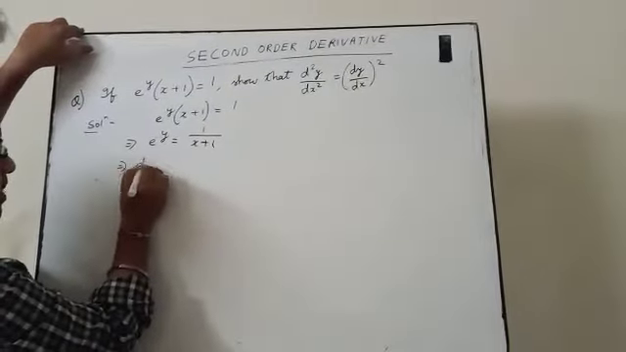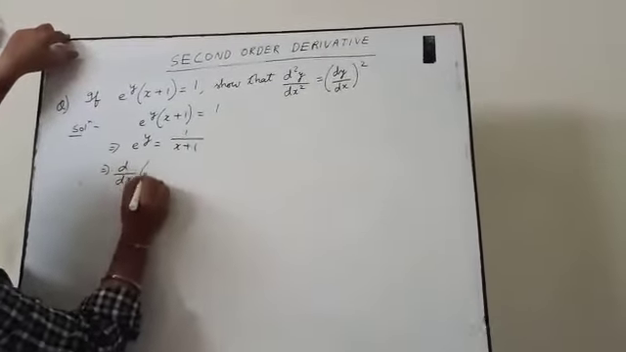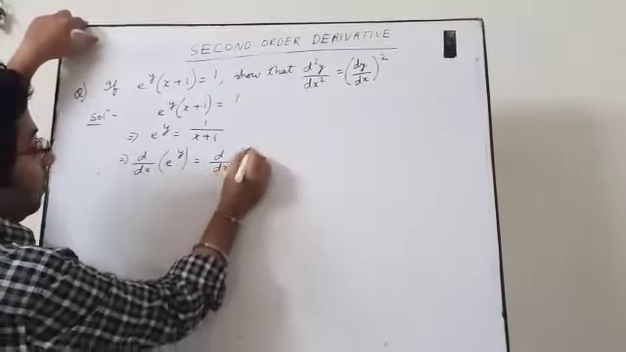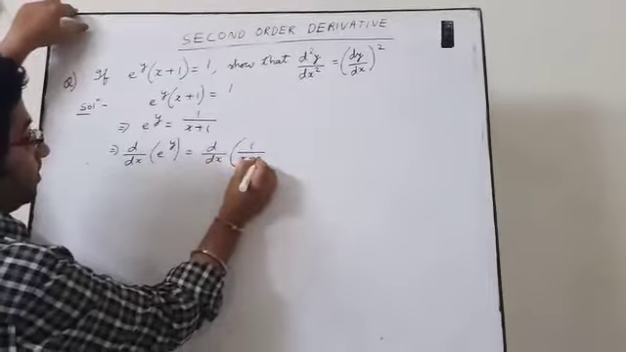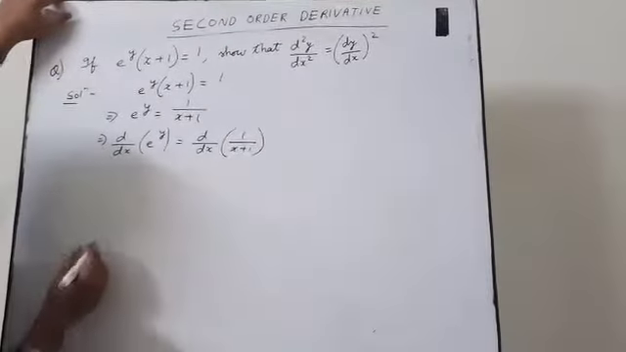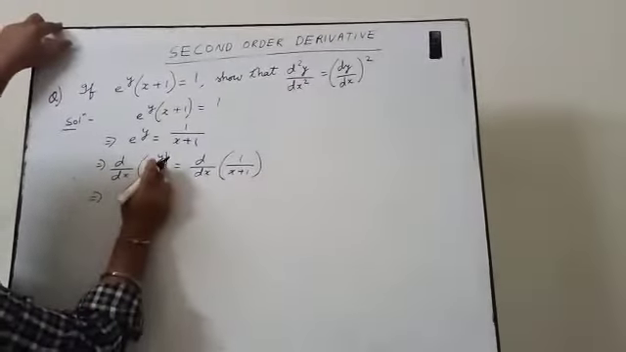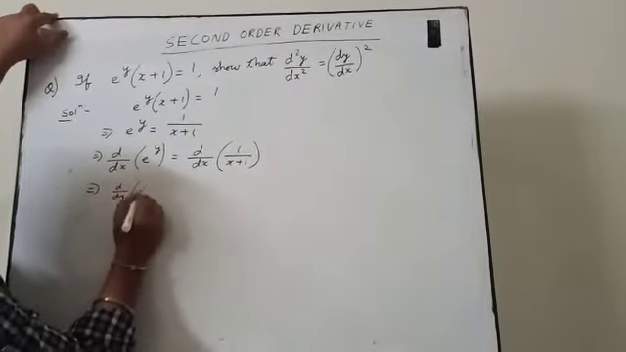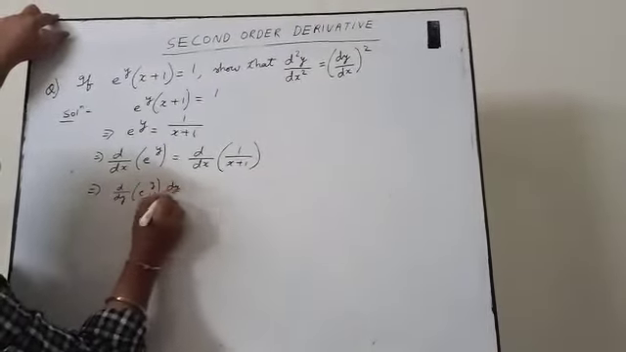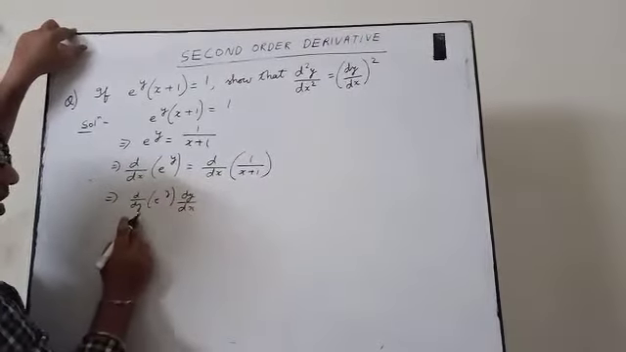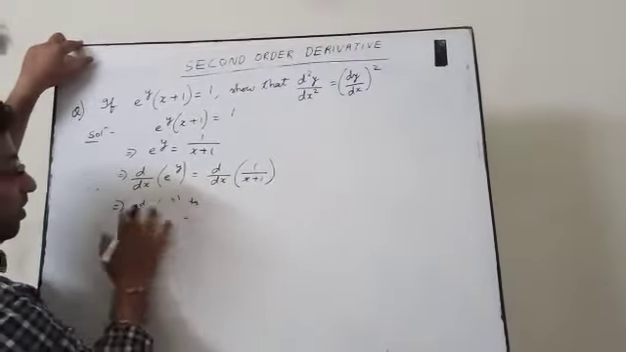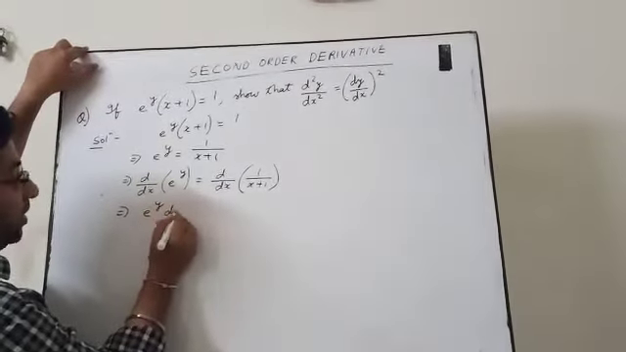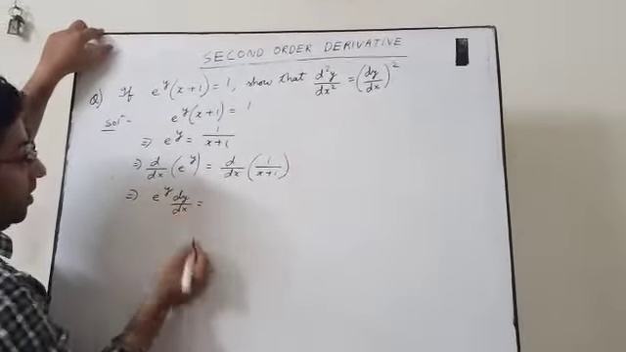So differentiate for the first time, d/dx of e to the power y equals d/dx of 1 by (x plus 1). You cannot differentiate a variable with respect to another variable. So what you should do? d/dy of e to the power y into dy by dx. We should write that. Then what is d/dy of e to the power y? It is e to the power y dy by dx.